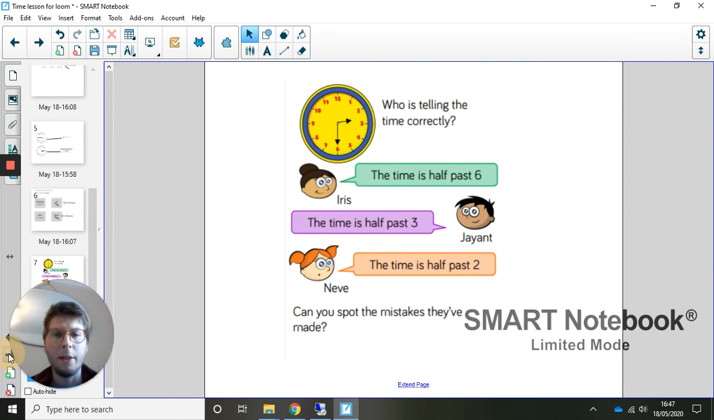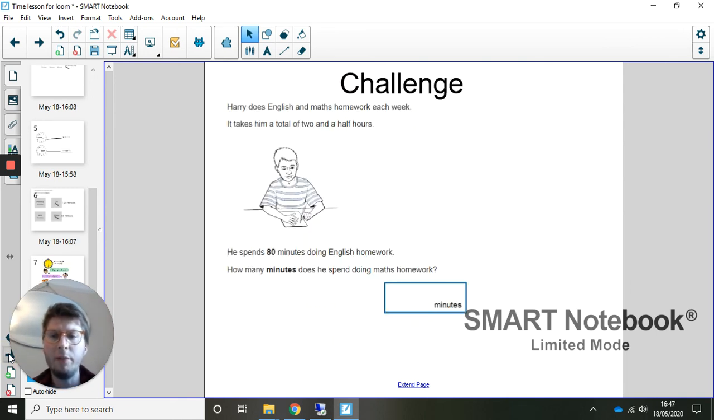Okay, right. Let's have a look at the little challenge that I'm going to leave for you. I'll read it to you, and then I want you to have a go at it with your adults. It's a tricky one, and I'll give you the answer on Monday. So Harry does English and maths for homework each week. It takes him a total of 2.5 hours. Might think about putting that into minutes, I think. He spends 80 minutes doing English homework. How many minutes does he spend doing maths homework? And it wants your answer in minutes. So I've already given you a little tip to start with, and then have a little go at that with your adult.